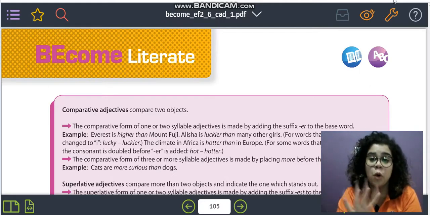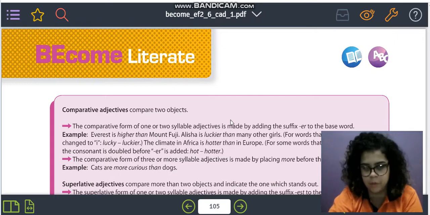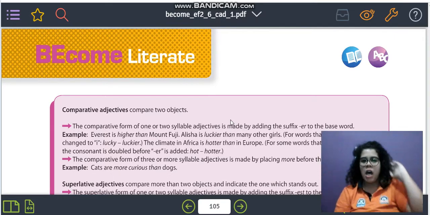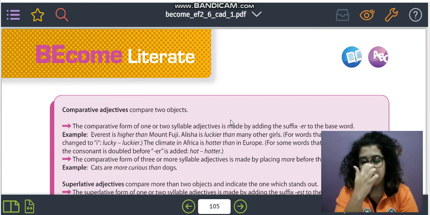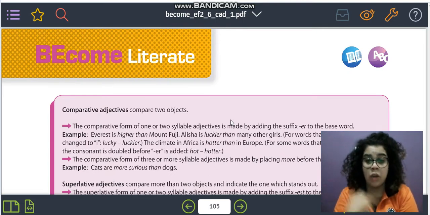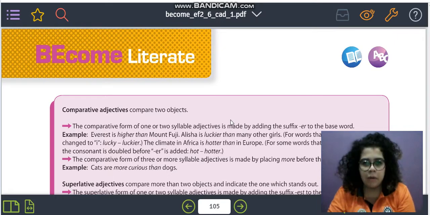We are on week 4, today is Monday, and we are going to do the Become Literate page 104. Okay, so the Become Literate is the grammar part. I will not post a grammar explanation this week because we had already done this explanation in class before the quarantine, right? It's about the comparative adjectives and the superlative adjectives.